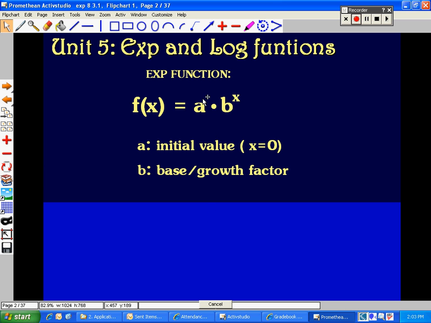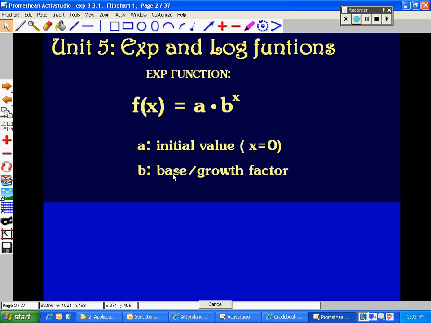The reason why a is our initial value is because if I plug in 0 for x, which would be the initial, b to the 0 power is always going to be 1. Doesn't matter what b is, anything to the 0 power is 1. And when I take 1, multiply it by a, I get a. So the initial value is always going to be the number in front of b to the x. Sometimes it's just 1.